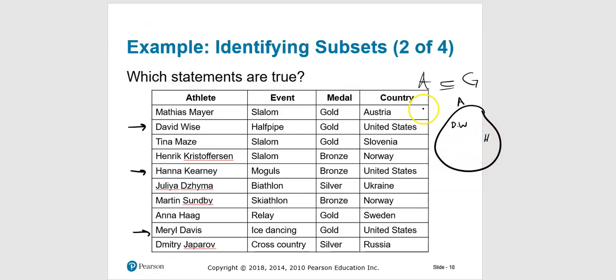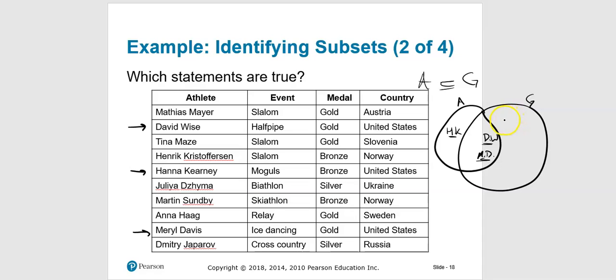And let me move these on the other side. We have David Wise, we have Hannah Kearney, and then we also have such a person as Merrill Davis. That's our A set. But then what if we wanted to draw our G set, which is the set of gold medal winners? Then this is where they would overlap, because these two people are American and they won the gold medal. Hannah Kearney would be outside of G because she got the bronze.